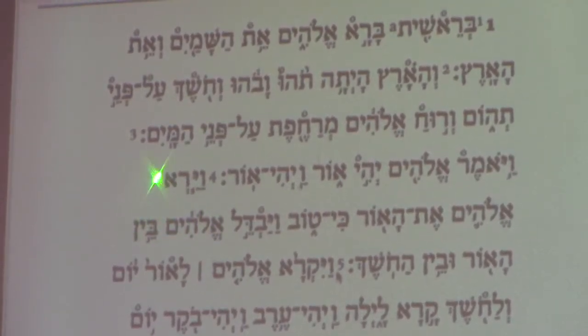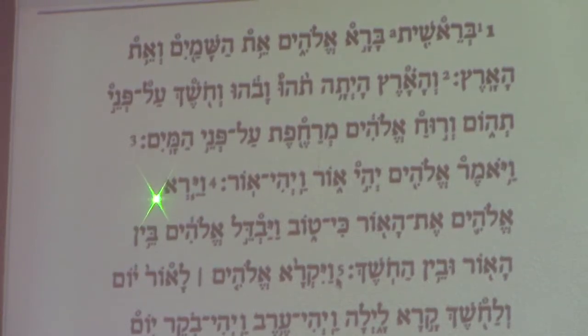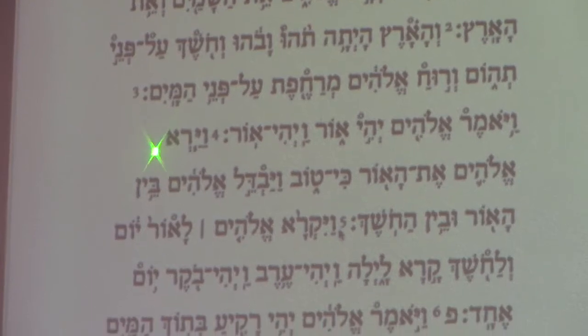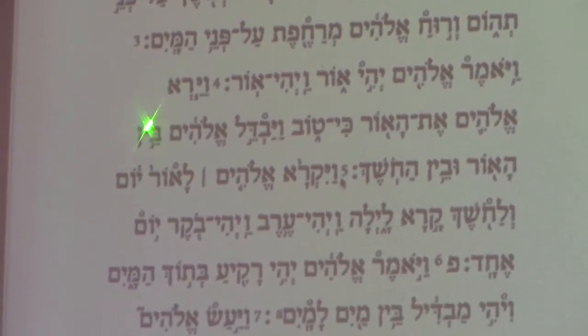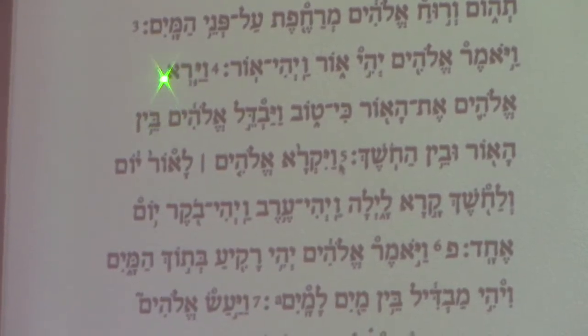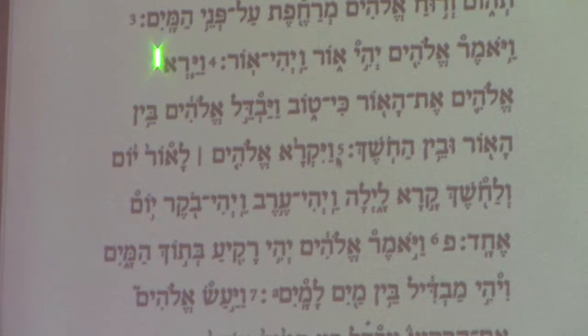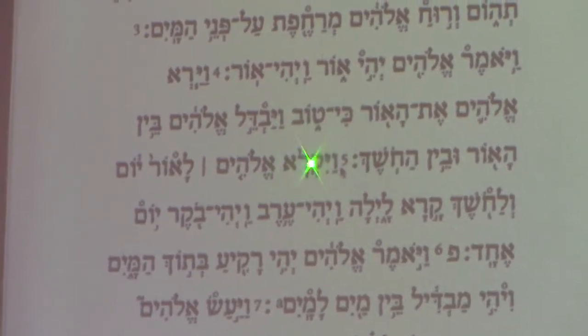It's a little bit different because right there we have that Pual Lamed Hey, and on the Vav conversive, the Pual Lamed Hey drops off. So, Vayar Elohim et haor kitov.